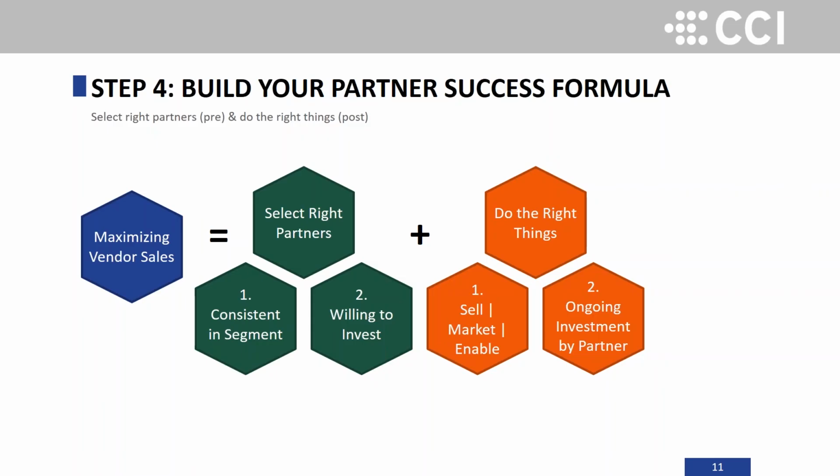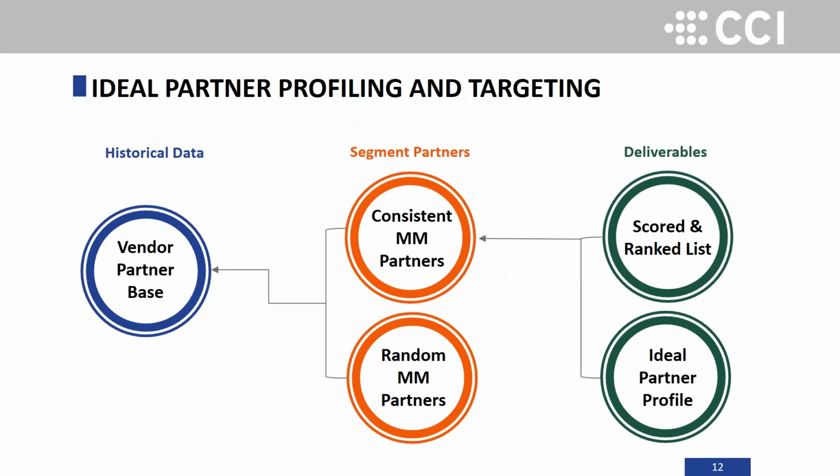The very simple way to think about that is select the right partners and do the right things. As a result, you're actually going to do fewer things with fewer people, but you're going to get better results. Once again, you could do a whole webinar on that.